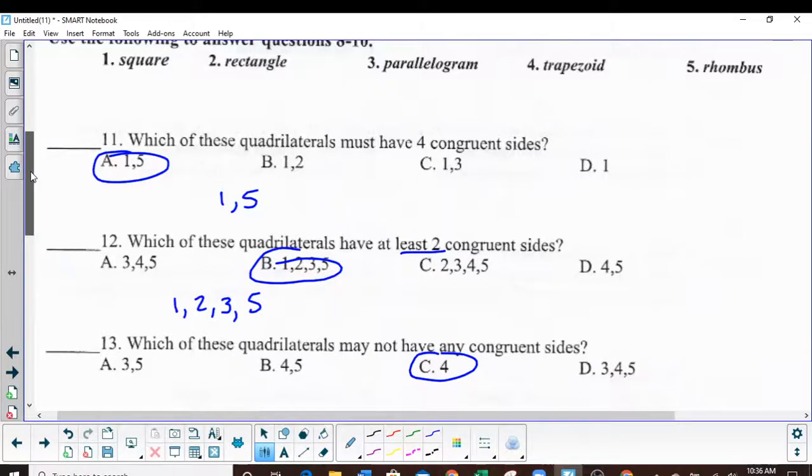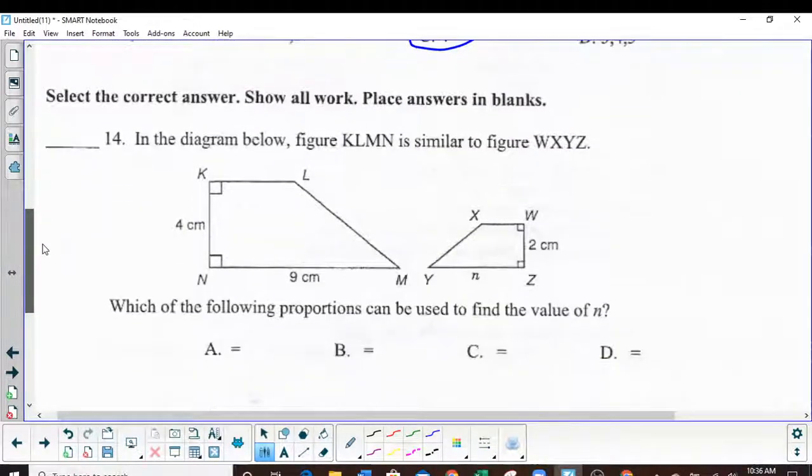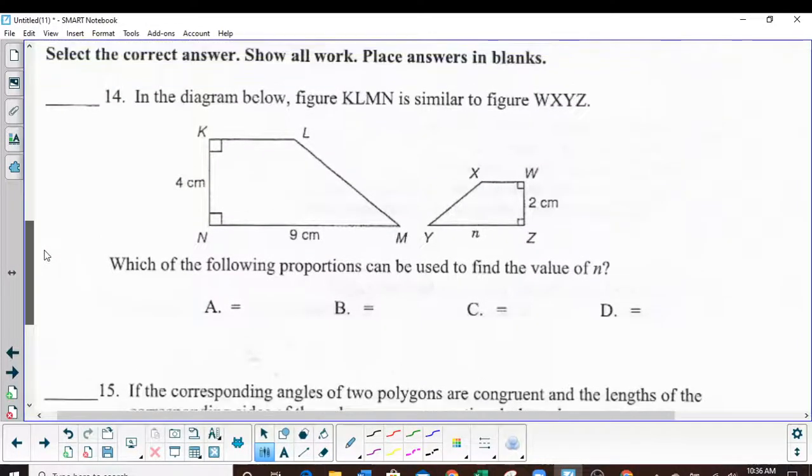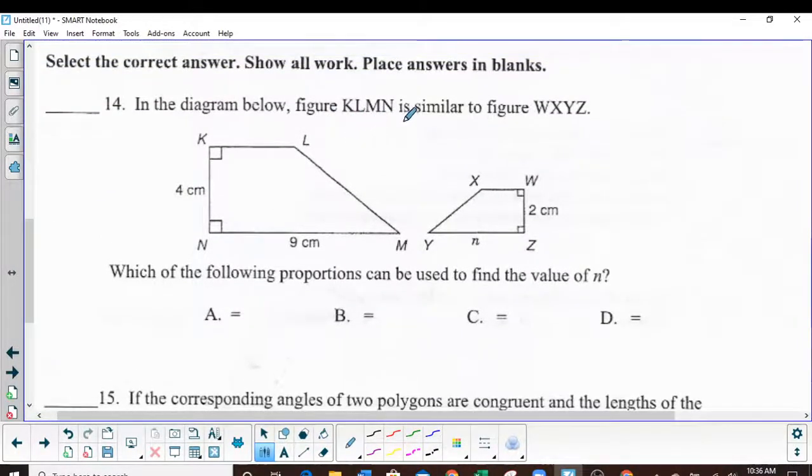All right, 14 looks like we've got back into some similar figure stuff here. It says in the diagram below, figure KLMN is similar to figure WXYZ. I would go ahead and get that written in case we need it. Right below, it says which of the following proportions can be used to find the value of n? Uh-oh, this didn't print out, so we didn't get any answer choices. I don't know what happened there, but let's go ahead and build our own, okay?